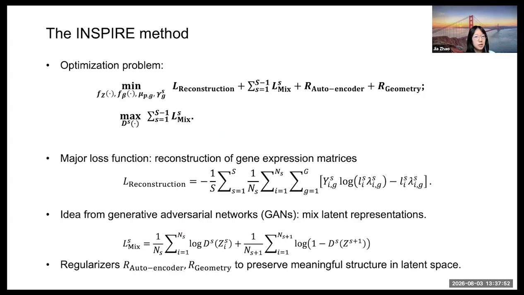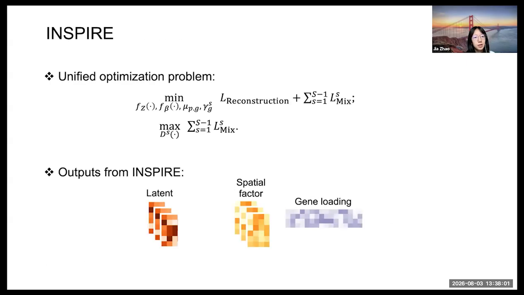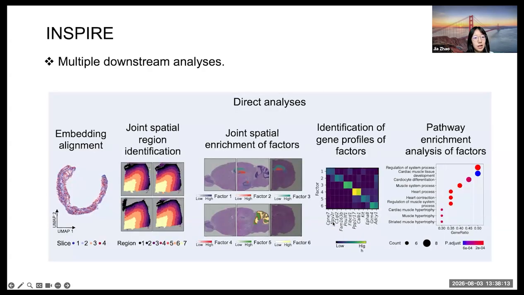So it's not a step-by-step method. Instead, it's really a unified optimization problem. After training, we have three sources of output: one is the latent embedding, one is the vector, and one is the gene loadings. And here I will use this figure to show that they really have different meanings.